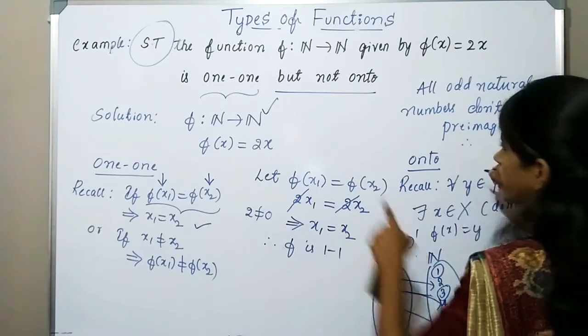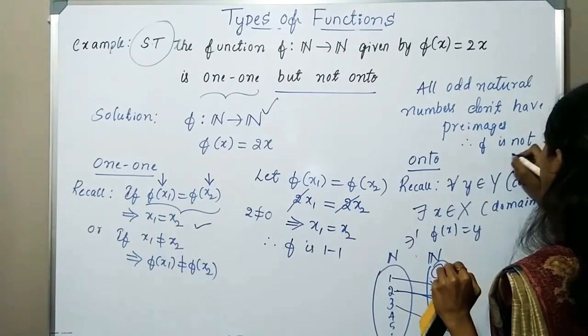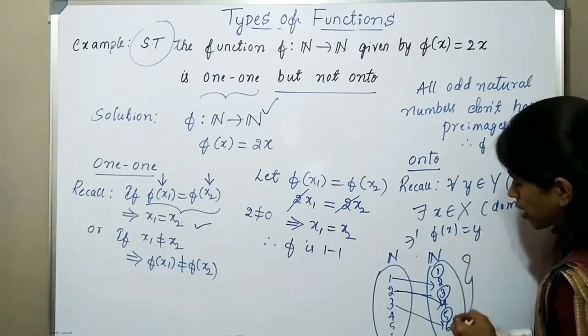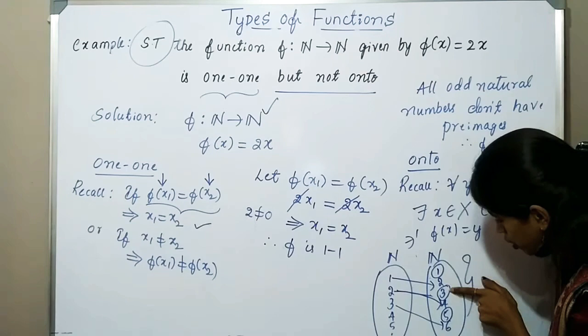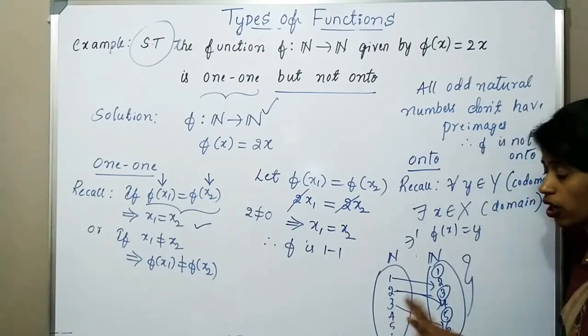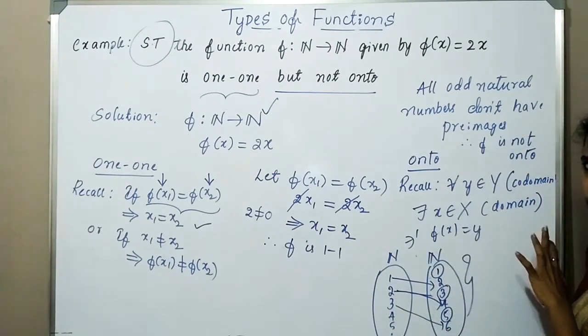So therefore, the given function f is not onto. Why is it not onto? To be onto, every element of the codomain must have a pre-image. So here 1 doesn't have a pre-image, 3 doesn't have a pre-image, 5 doesn't have a pre-image. In fact, all odd natural numbers do not have a pre-image in the domain. So therefore, it is not onto.